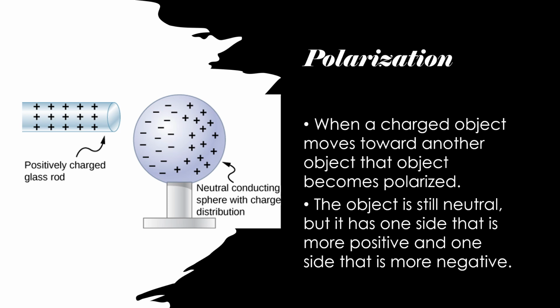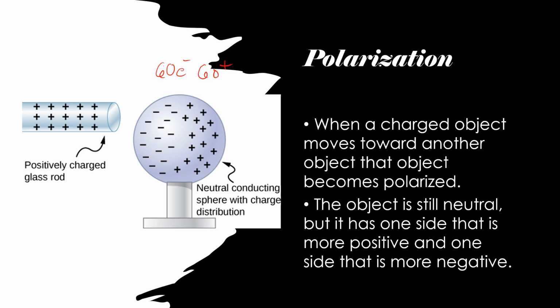So what happens in this is you have a thing called polarization. So polarization is when a charged object moves towards another object. Then that object becomes polarized. So here we have a positively charged glass rod. Well, you have a neutral sphere. Okay, there's no extra electrons, there's no extra protons. So just as numbers wise, it might have 60 electrons and 60 protons. Totally not true. It has way more than that, but that's okay.